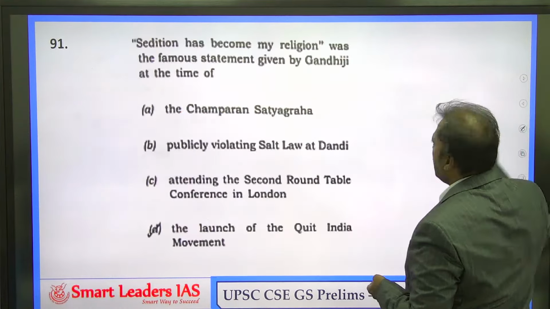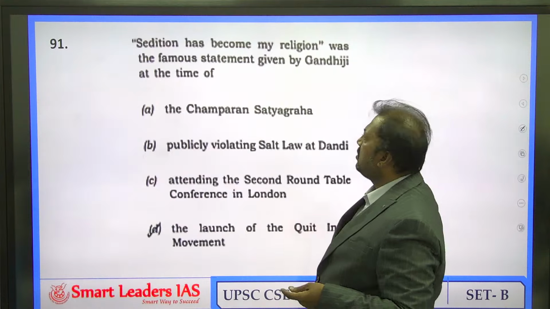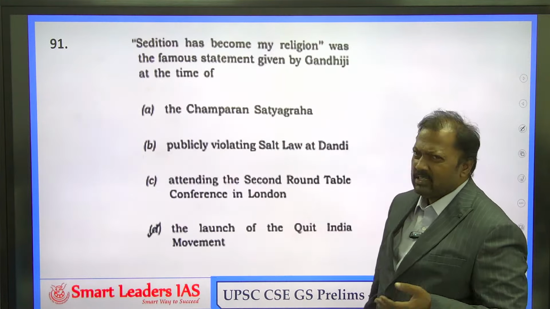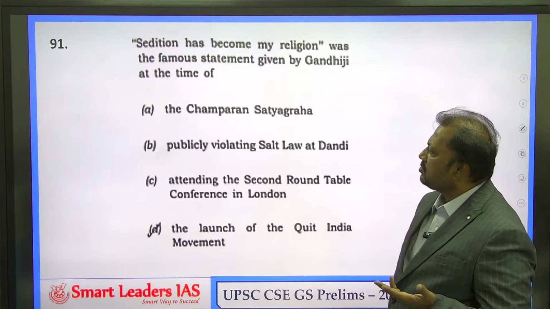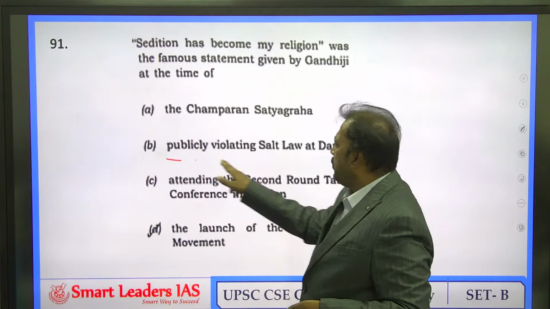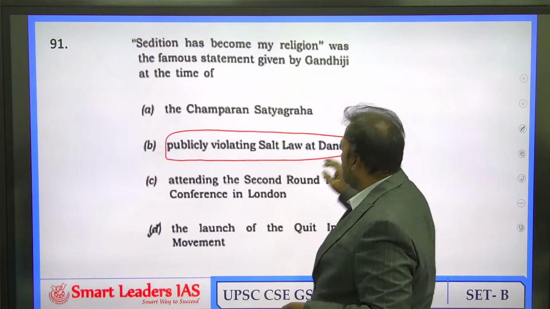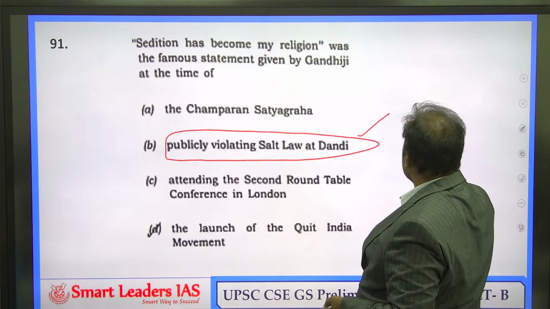Okay. Next, sedition has become a religion. The famous statement given by Gandhi. Gandhi has used the word sedition many times. It became a famous statement during the time of publicly violating the salt law. Okay, this is during the 1930s.